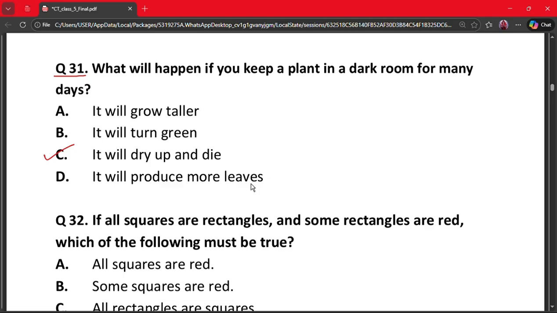Why? Because plants need sunlight for photosynthesis. Without sunlight, food production stops. Gradually, the plant weakens and dies. So option C is the correct option.